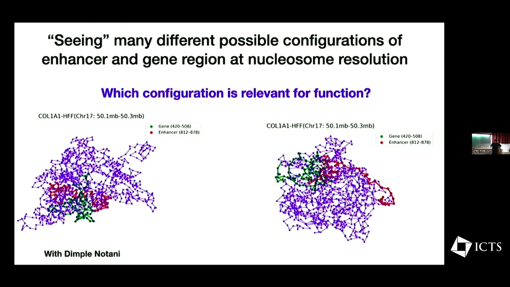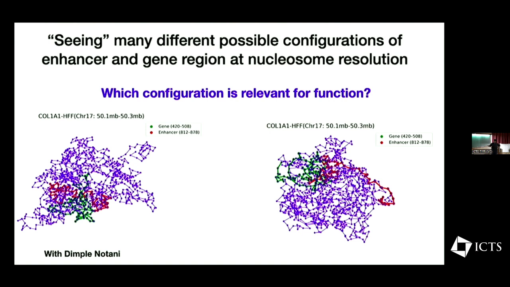Once we have that, we can ask, if we have these detailed configurations, what matters for function. For certain gene regulation functions, what matters is how often certain regions like enhancers and promoters come together. Here what is shown in green is a gene region, and what is shown in red is an enhancer region.